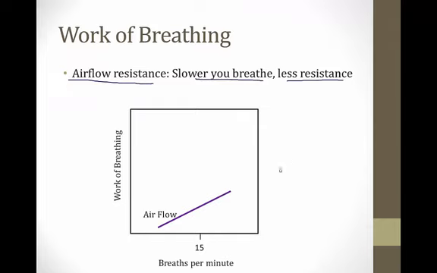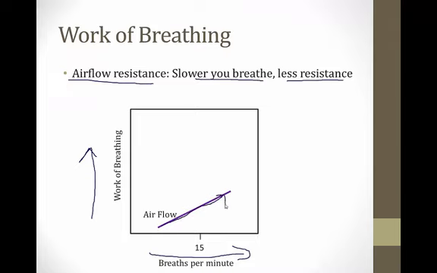So down here at the bottom, I've drawn a graph of breaths per minute, which is basically the flow rate of air. And here on the y-axis, I've drawn the work of breathing, which is proportional to resistance. So as you take more breaths per minute, the resistance to flow goes up, and therefore the work of breathing goes up. And that's why the airflow resistance curve looks like this.